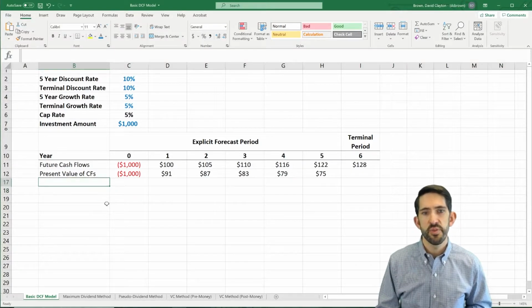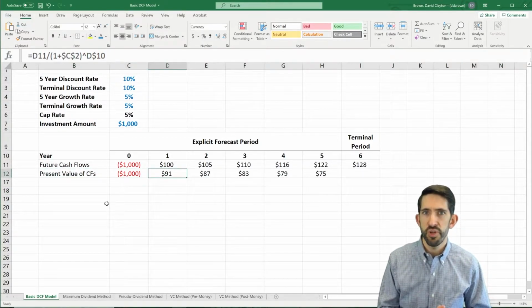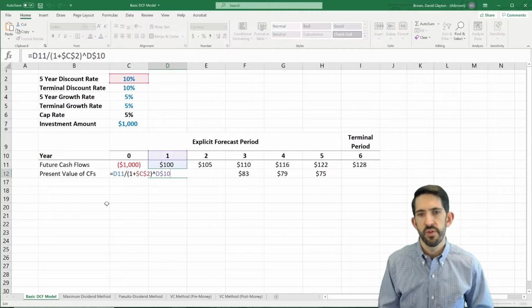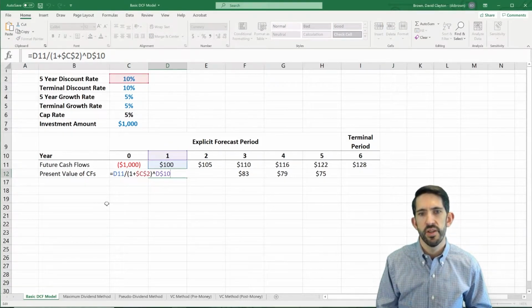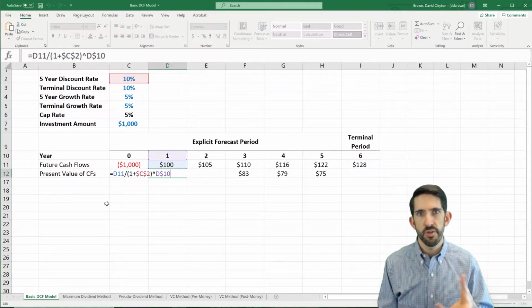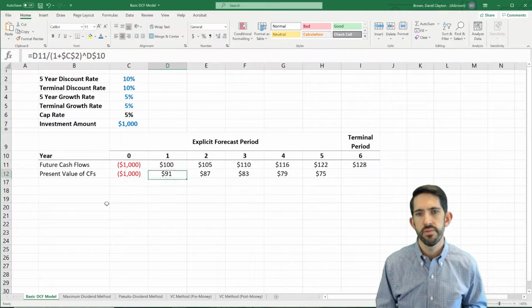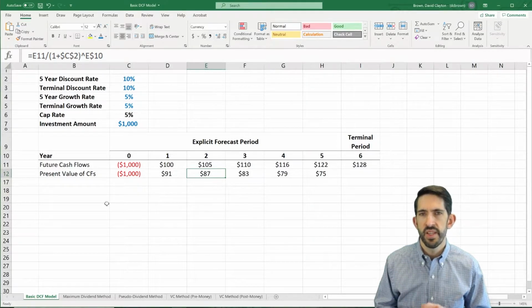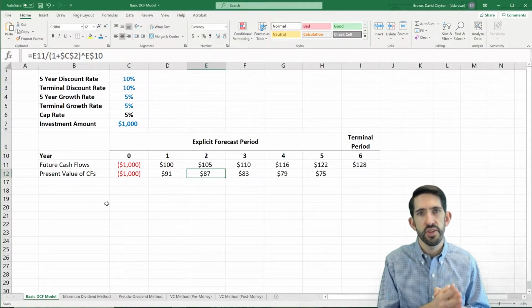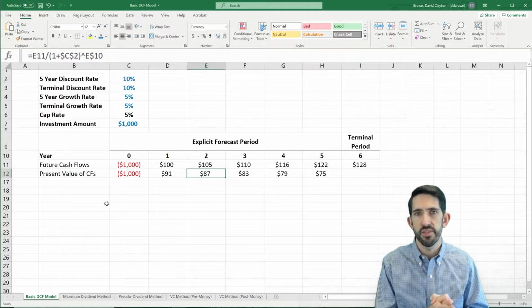You can see that doing this, we have a pretty simple way of making it work. Right? We take our cash flow divided by 1 plus R, our discount rate, raised to the number of years. So that is 100 divided by 1.1 to the 1. Here we have 105 divided by 1.1 squared, and so on. Now when we get to the terminal value, we have to use a perpetuity in that calculation.